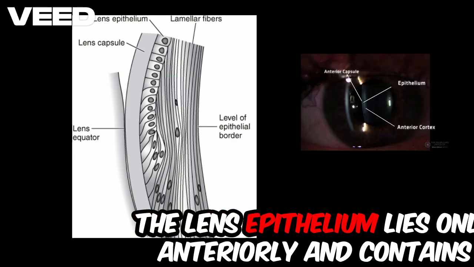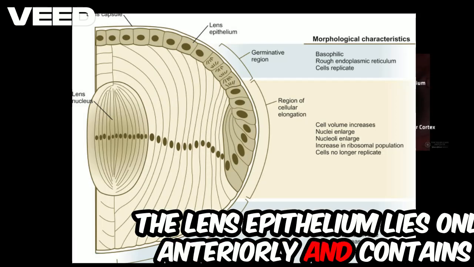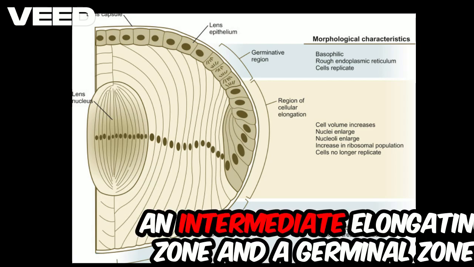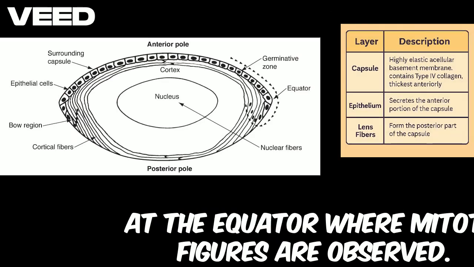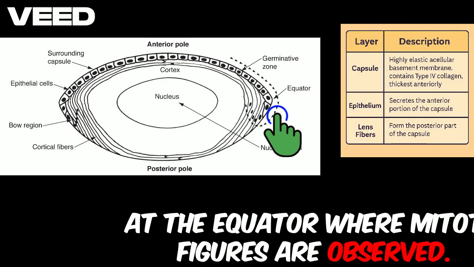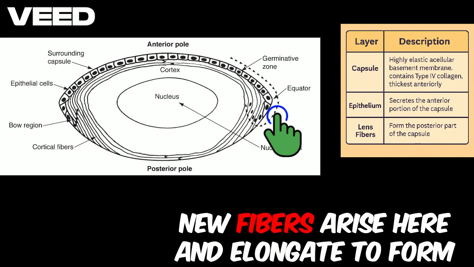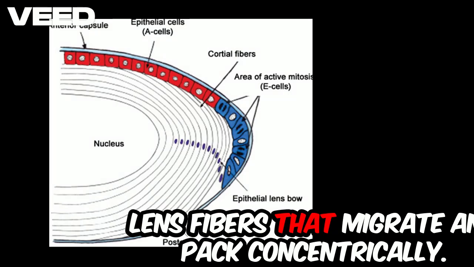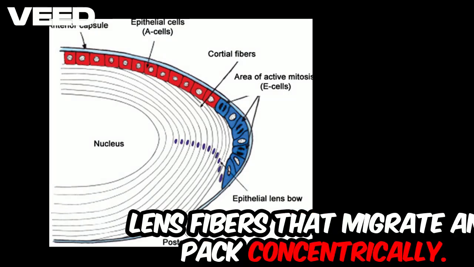The lens epithelium lies only anteriorly and contains 3 zones: a central resting zone with cuboidal cells, an intermediate elongating zone, and a germinal zone at the equator where mitotic figures are observed. New fibers arise here and elongate to form lens fibers that migrate and pack concentrically.